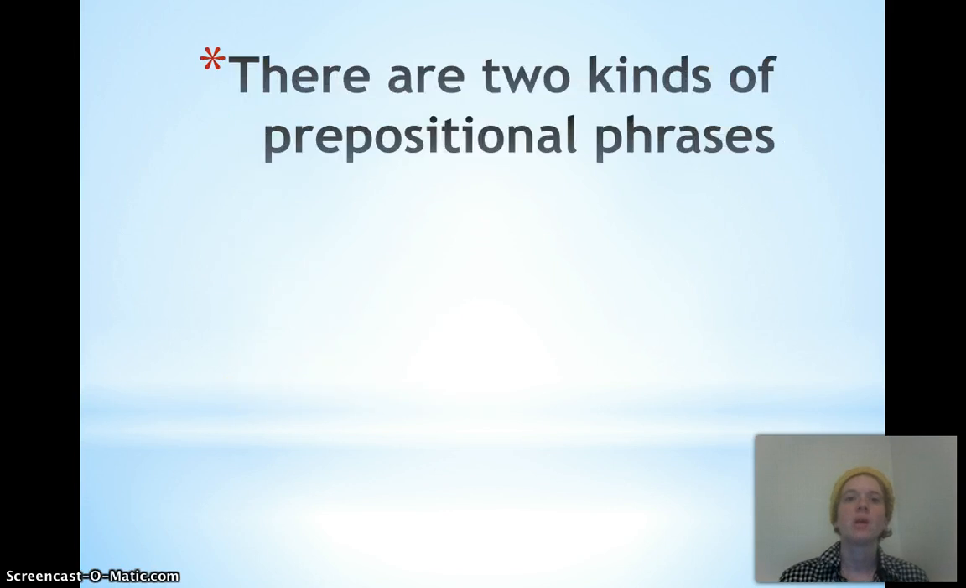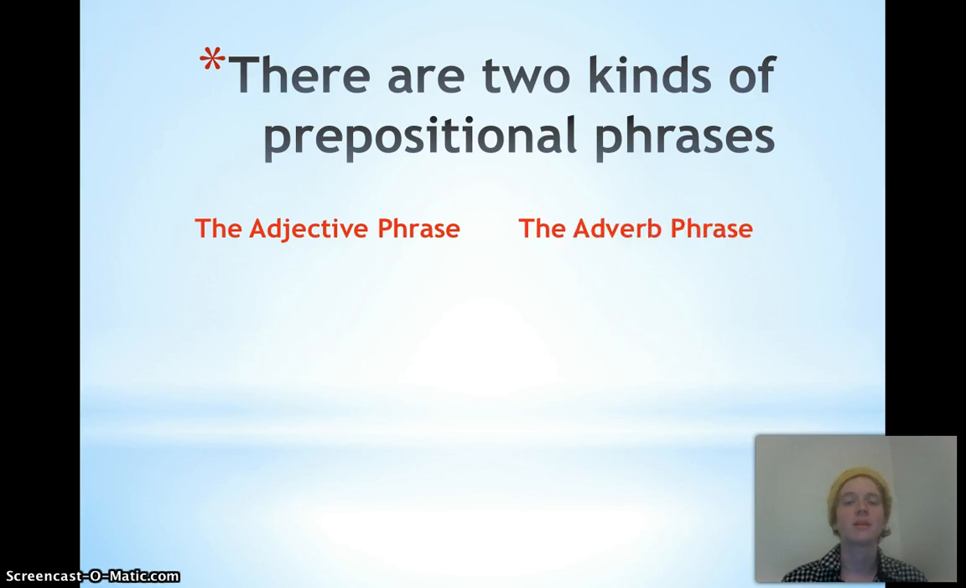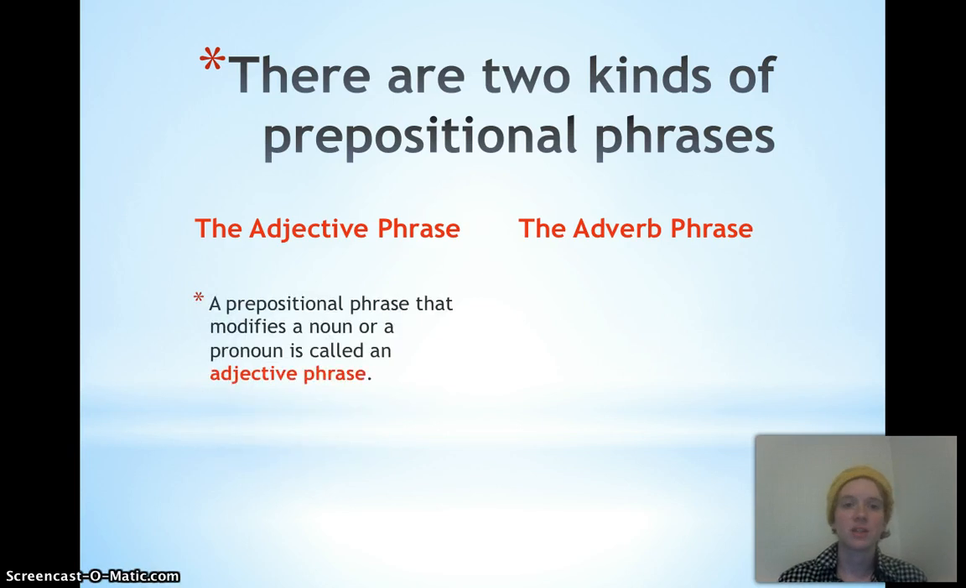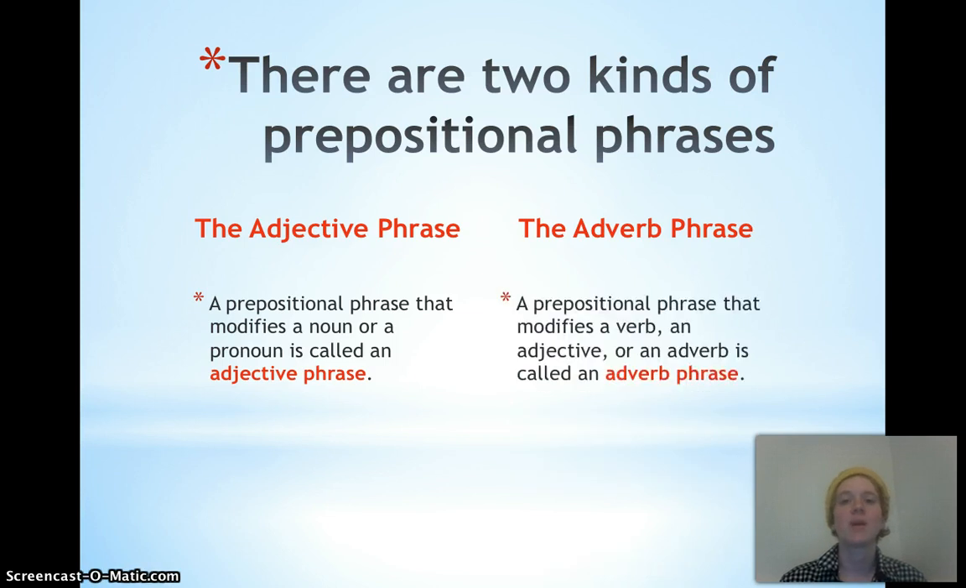Okay. There are 2 kinds of prepositional phrases. This is important stuff, and these are the next 2 things that we're going to learn about. The first kind is an adjective phrase. The second kind is an adverb phrase. An adjective phrase acts like an adjective. It's a prepositional phrase that modifies a noun or a pronoun, just like an adjective. An adverb phrase acts like an adverb. It's a prepositional phrase that modifies a verb, an adjective, or an adverb. We will spend the next couple of videos talking about first adjective phrases and then adverb phrases, but that is all the news for now.